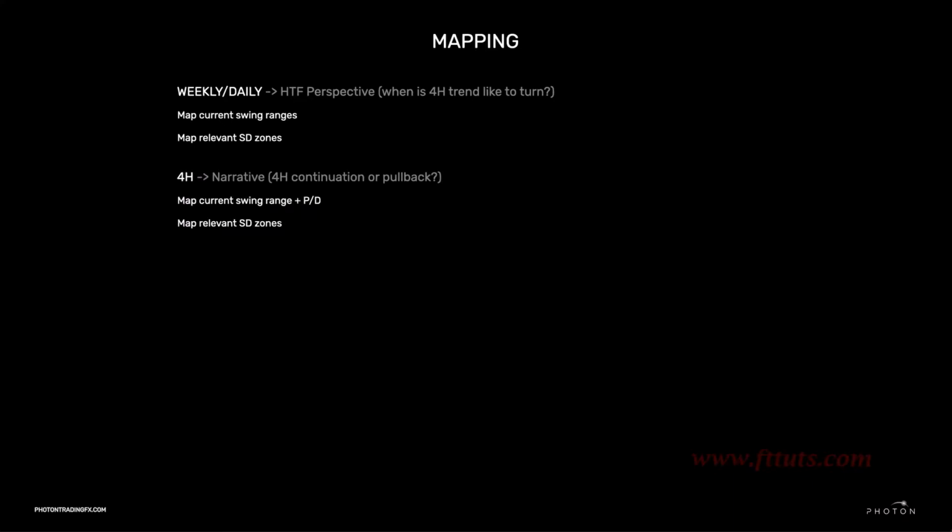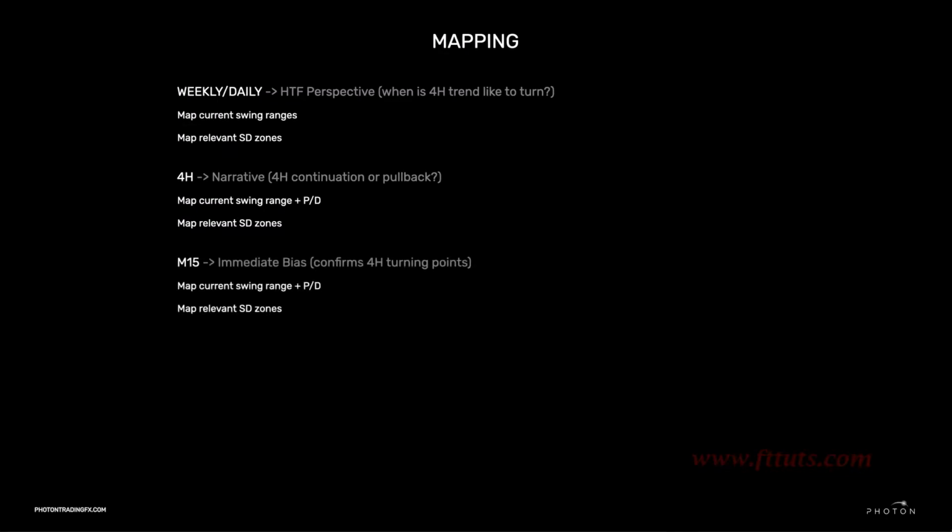Then once we've mapped out the weekly and the daily, we drop down to the 4-hour chart and follow the exact same process. So we're going to be mapping out the current swing range that price is within, the premium and the discount of that range, as well as any relevant supply and demand zones. We're using the 4-hour time frame to give us the overall narrative of price. Now, what does that mean, narrative of price? Essentially, it's to understand if we are currently playing the 4-hour continuation or a 4-hour pullback, right? That way we know how aggressive or conservative we can be with entries and management, and how far to try and push that.